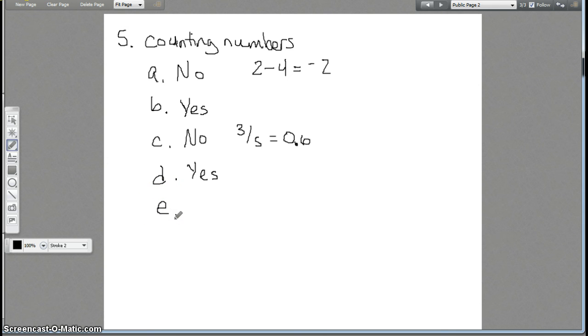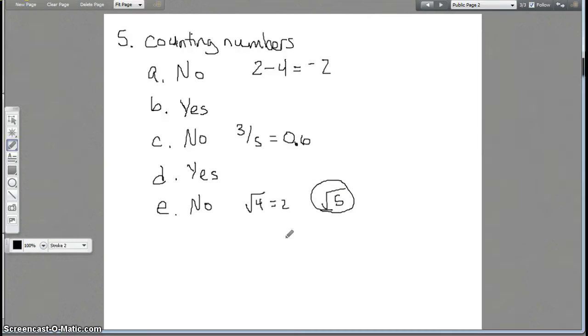And then part E says taking the square root. So if you take the square root of any counting number, will you always get a counting number? And that is not true. If you took the square root of 4, yes, you would get a counting number. But if you took the square root of 5, you would get an irrational number. This is why the set of counting numbers is not closed on the operation of taking square roots.